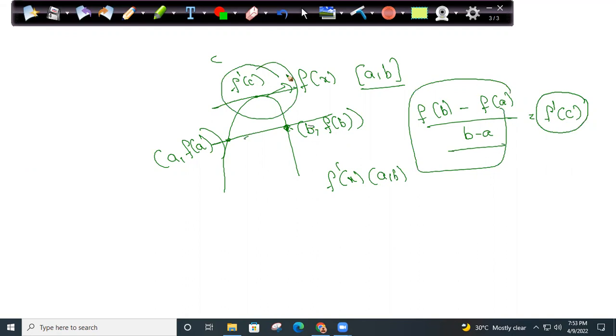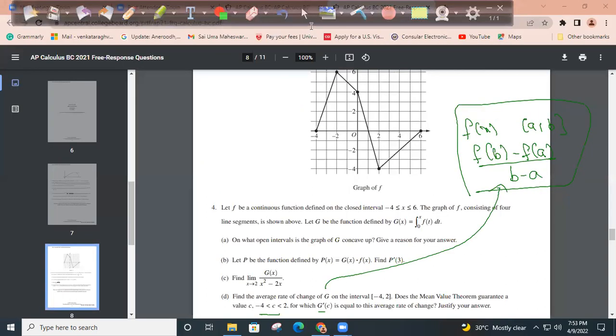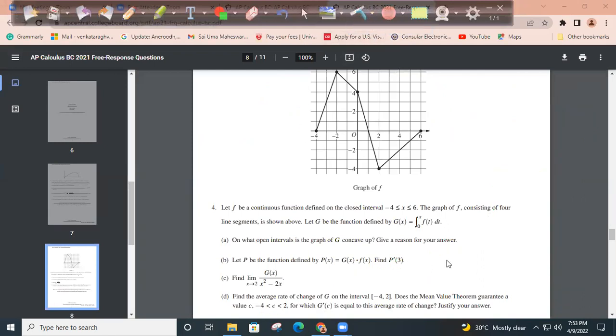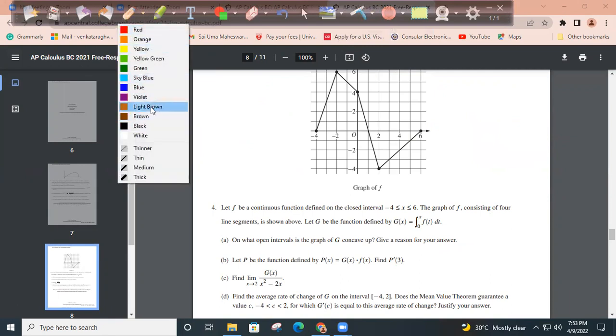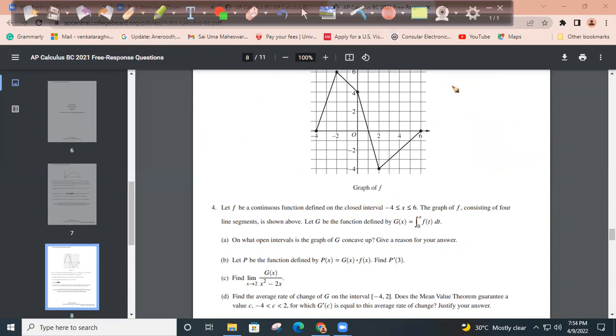Right now, the question is asking me to find the average rate of change. I get some value. Now it's asking, is there a c such that g dash of c equals that value? This is asking whether the instantaneous rate of change is equal to the average rate of change or not. As simple as that. So first, let us find the average rate of change of g between -4 and 2.